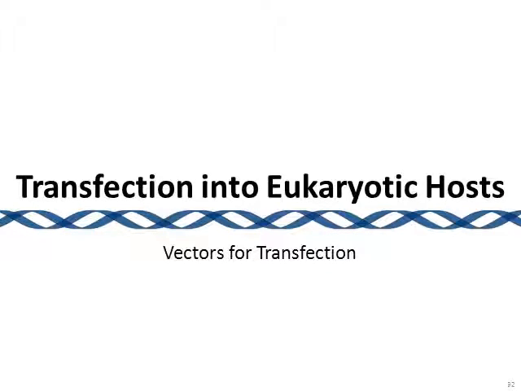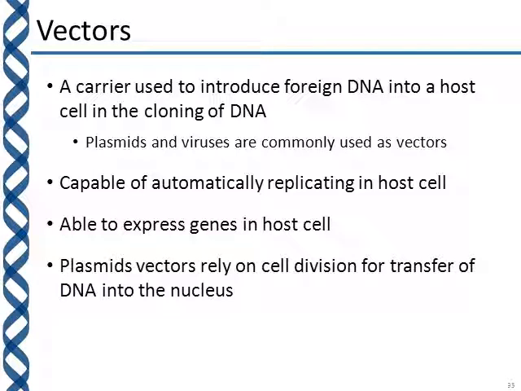So for transfection into eukaryotic hosts, what are the vectors for transfection? Vectors are a carrier used to introduce foreign DNA into a host cell in the cloning of DNA. Plasmids and viruses are commonly used as vectors. Vectors are capable of automatically replicating within the host cell. They are able to express the genes within the host cell. And plasmid vectors rely on cell division for the transfer of DNA into the nucleus.